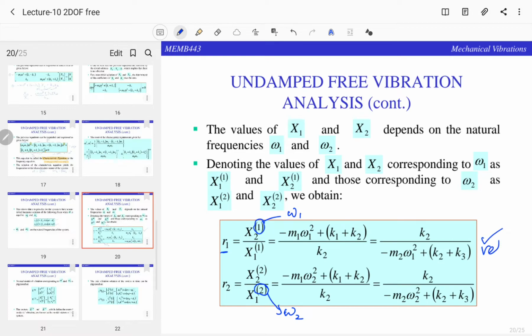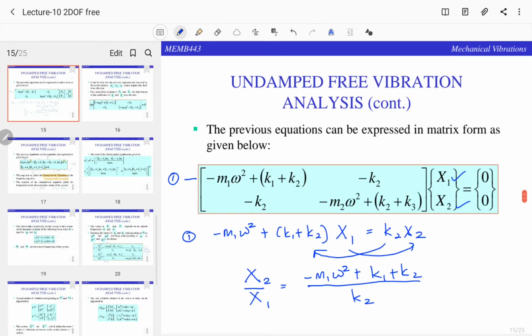Please refer to slide 15. I'm going to show how we get this equation. If you remember, after we rearrange this, you can write it in terms of an equation like this. You just multiply this one by x1 and this one by x2, then rearrange the terms in terms of x2 divided by x1. So you have this equation.